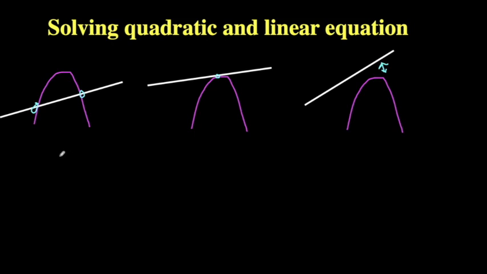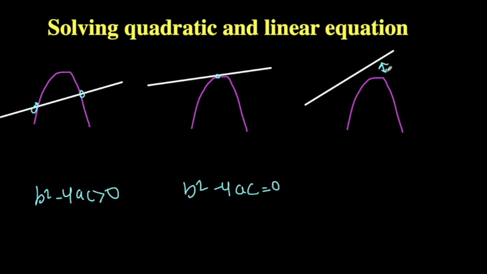The first case means you will get 2 points of intersection, and if you solve them simultaneously, you will get a quadratic equation whose discriminant, which is b square minus 4ac, will be greater than 0. In this case, if you solve them simultaneously, you will get a quadratic equation and the discriminant will be equal to 0.